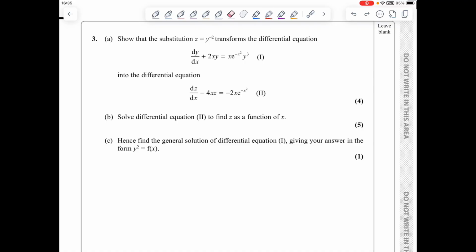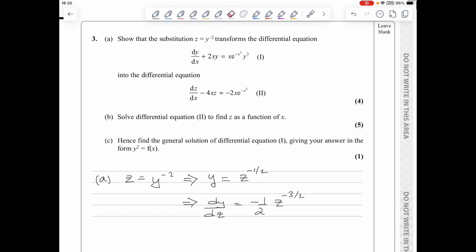For part A of question 3, I'll start with this transformation and rearrange to make y the subject. So I get y is equal to z to the power of -1/2. Next, I will differentiate this. This will give me dy/dz is equal to -1/2 times z to the -3/2.